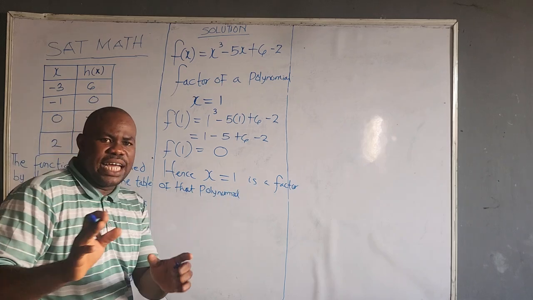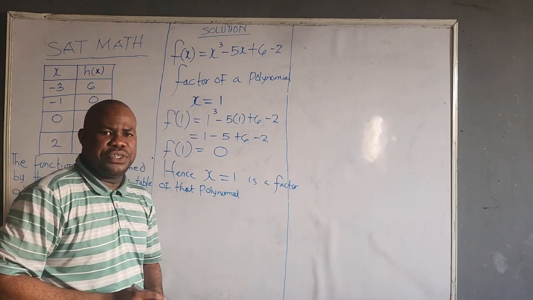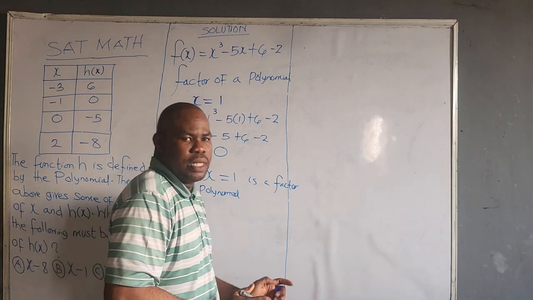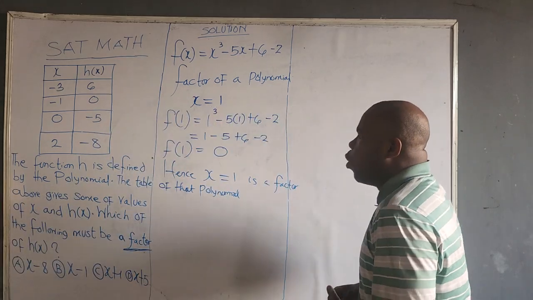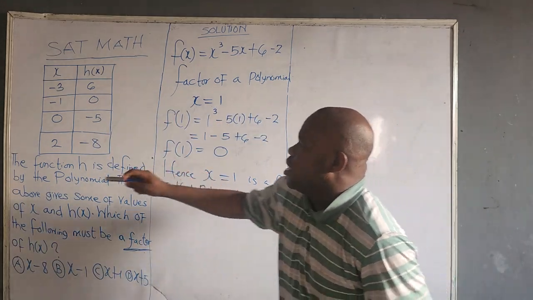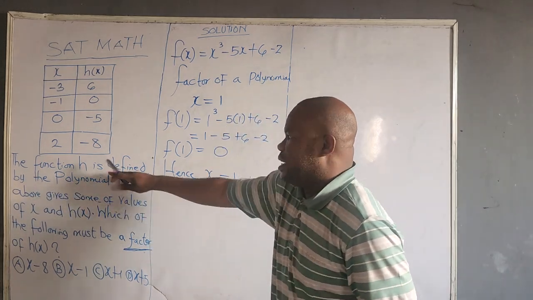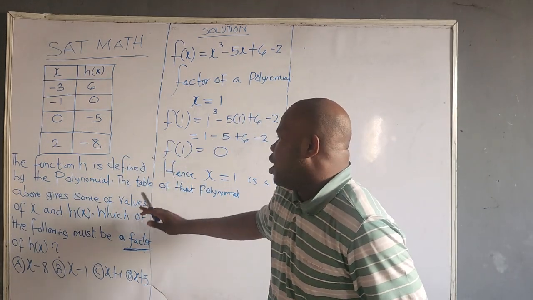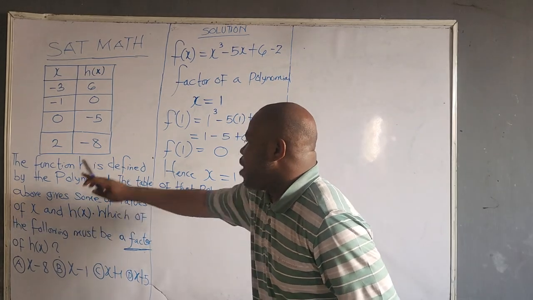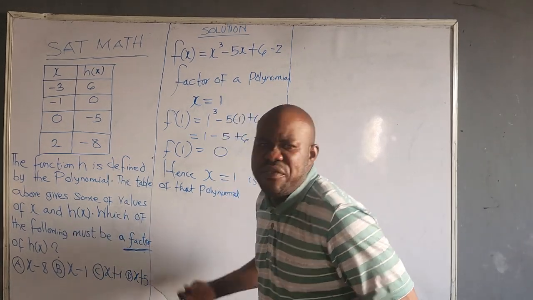So now you understand what a factor of a polynomial is. That is one step. Now we are told that the function h is defined by this polynomial, by this table. The table above also gives the values of s and h of s. Which of the following must be a factor?